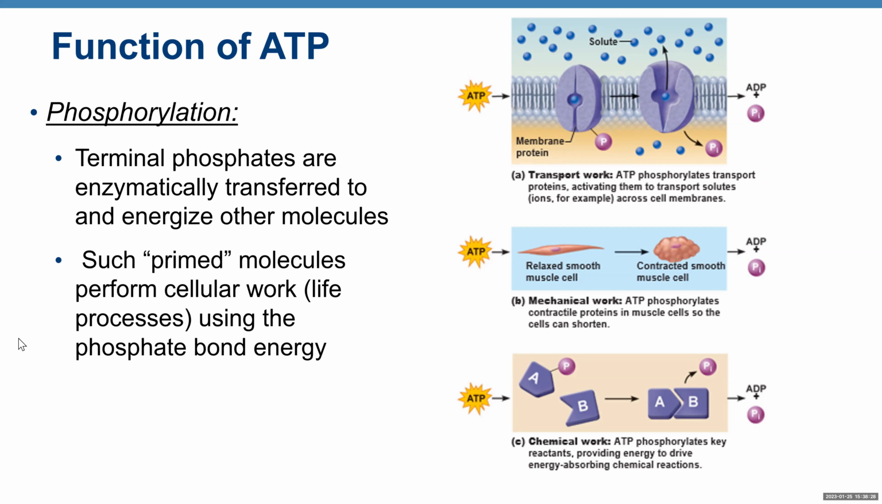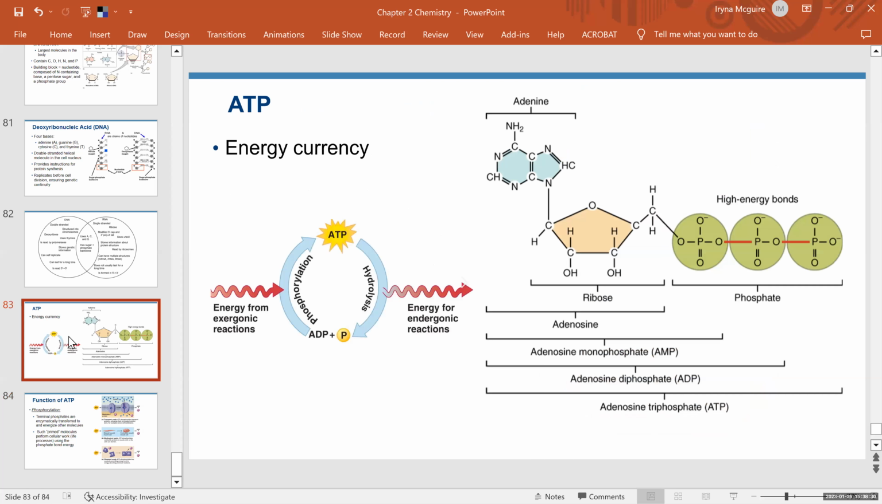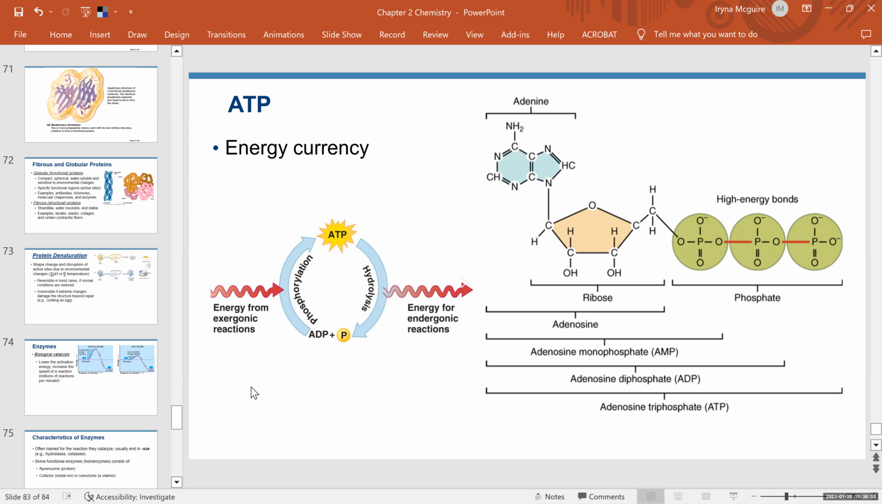So that's how your cells use the energy of ATP, which is a nucleotide related to the nucleotides of DNA and RNA, and use this ATP as an energy currency. Okay, so that's it. We finished this chapter, chapter on the chemical level of organization in biology.